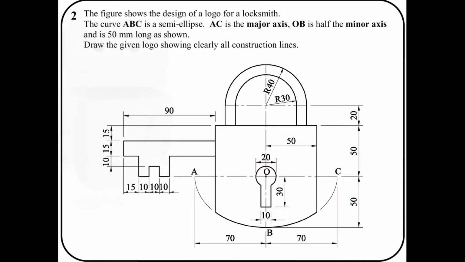This is the 2012 ordinary level question 2, which is an ellipse question. This is the question. So the figure shows the design of a logo for a locksmith. The curve ABC is a semi-ellipse. AC is the major axis, OB is half the minor axis and is 50 millimeters long. As shown, draw the given logo showing clearly all construction lines.